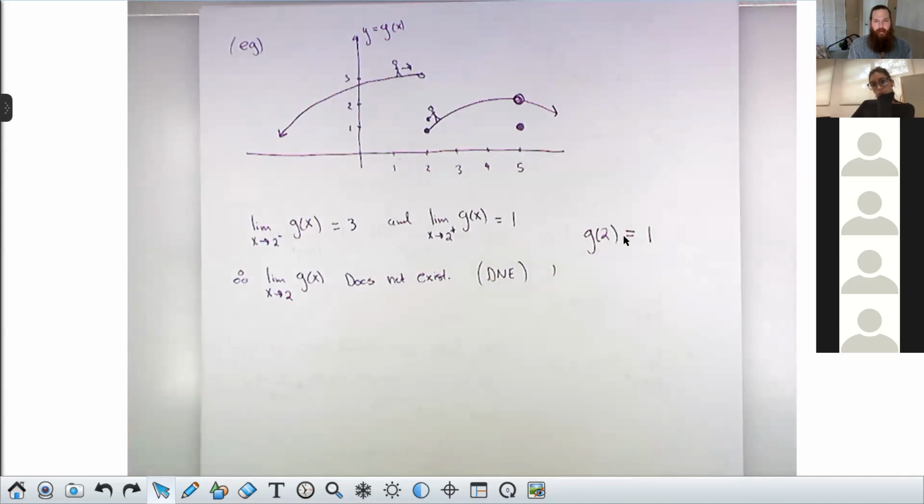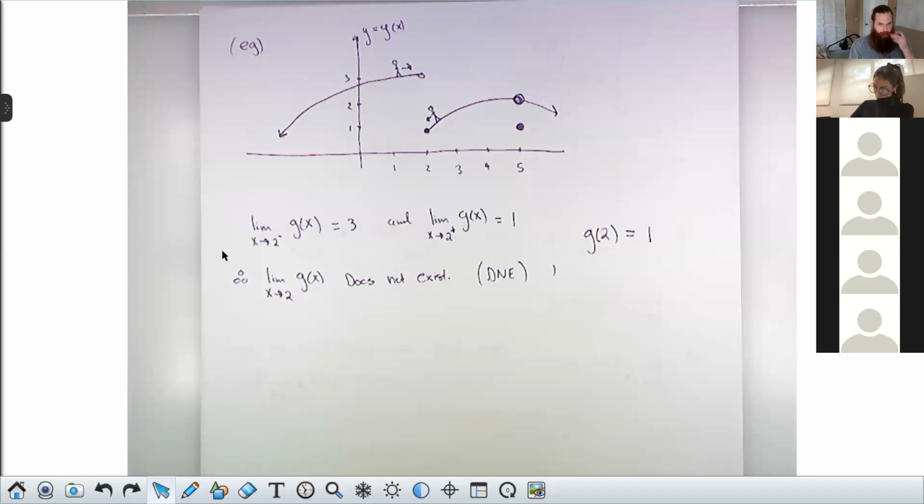Here, it happens to be the case that the limit as x approaches 2 from the right is equal to g of 2. They're both equal to 1. But the limit as x approaches 2 from the left is 3, which is different from those two. So the limit does not exist, but g of 2 is still defined. If this was an open hole here, and this was also open, then g of 2 would not be defined, even though both of these limits would still be 3 and 1 respectively.